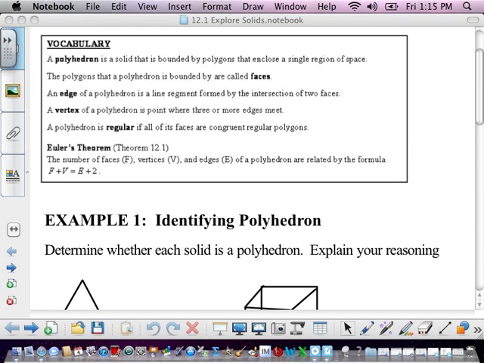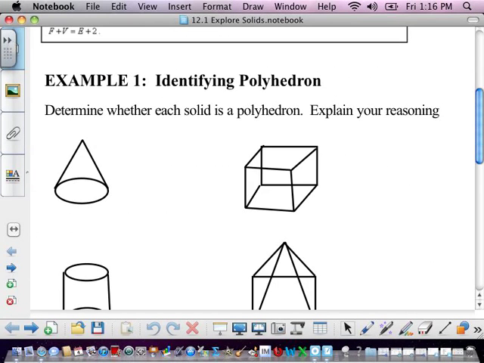Okay, Euler's theorem. This is a big formula you have to remember. Faces plus vertices equals edges plus two. We're going to use that tonight.